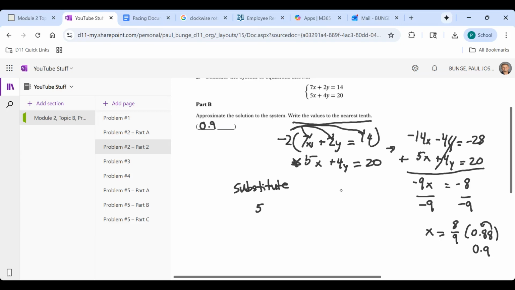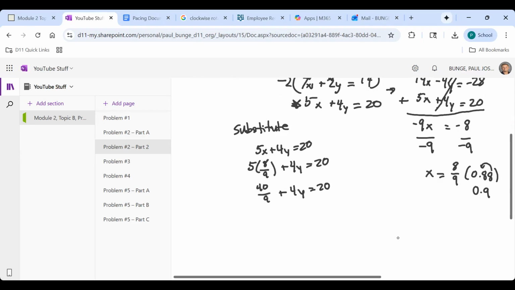So 5x plus 4y equals 20. This is going to get nasty because we're working with a fraction here. So now I've got 5, and in parentheses, it's going to be 8/9 plus 4y equals 20. When I do 5 times 8/9, that's the same as 40/9 plus 4y equals 20. Okay, so I'm going to continue to roll through. In order to get this 40/9 to the other side, I have to subtract 40/9.